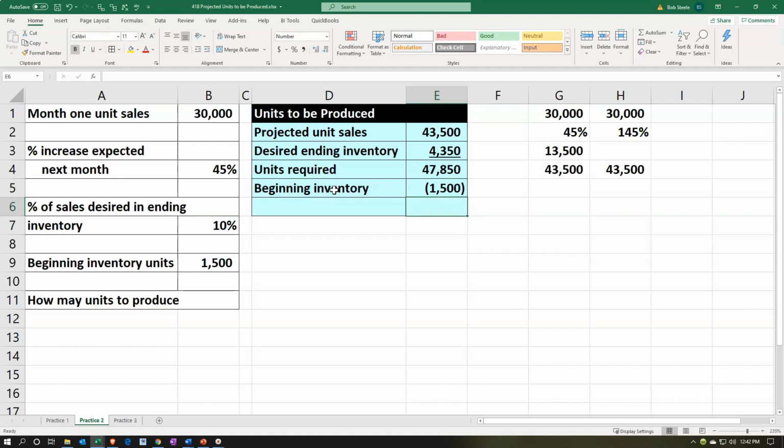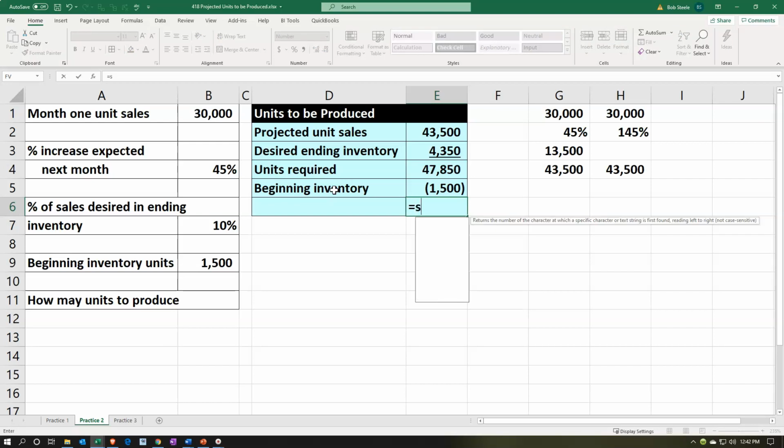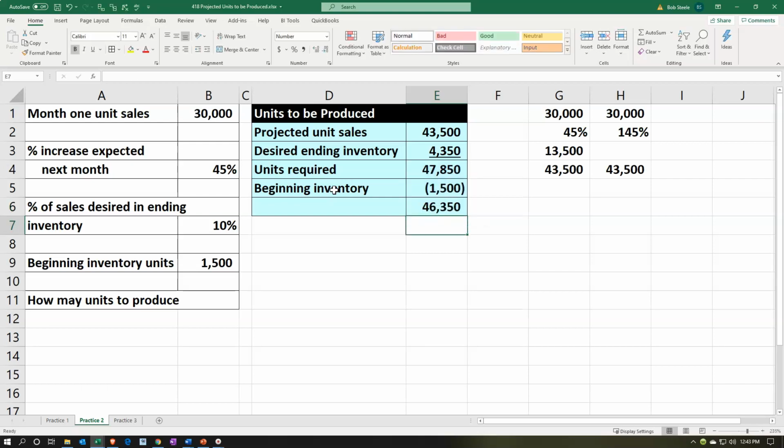And then I'm going to subtract them by using the sum function in Excel because one's a negative number. So I can just use the trusty sum function: equals SUM, Shift 9, up arrow once, holding down Shift, up again, and enter. And then the units we need to produce are going to be this 46,350.